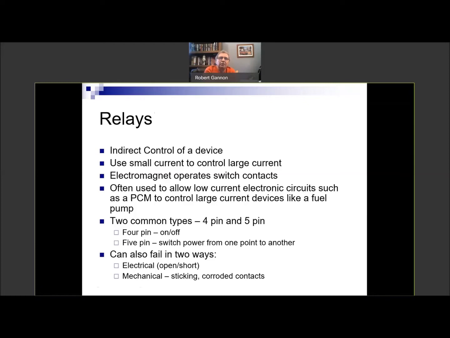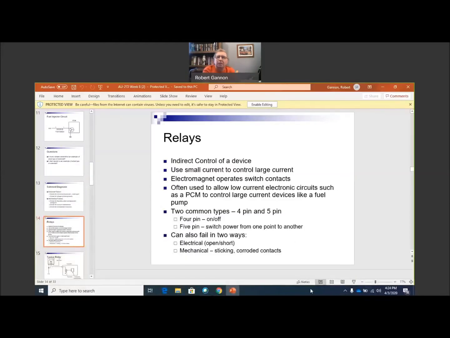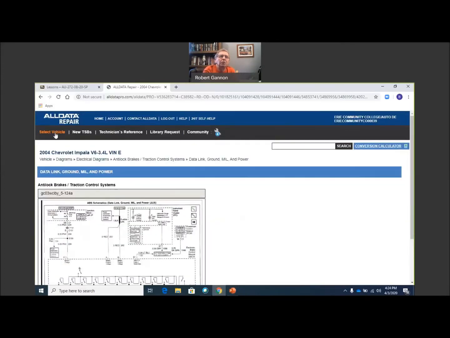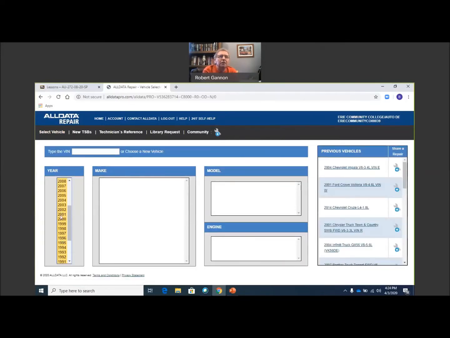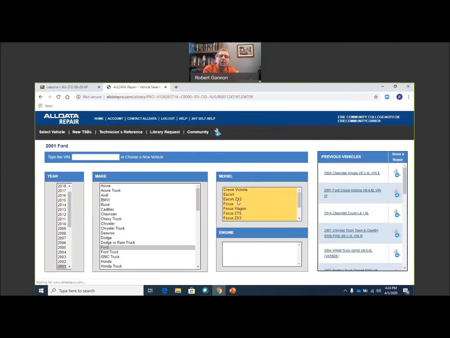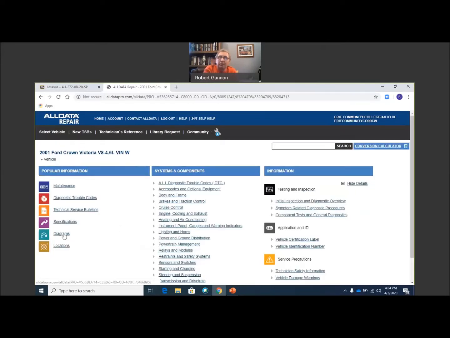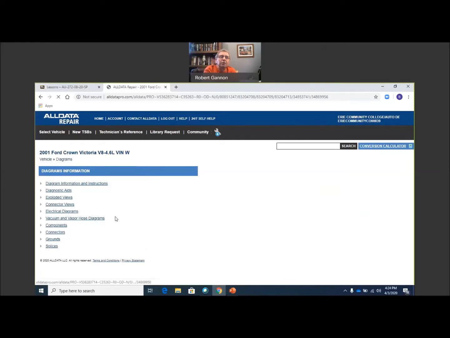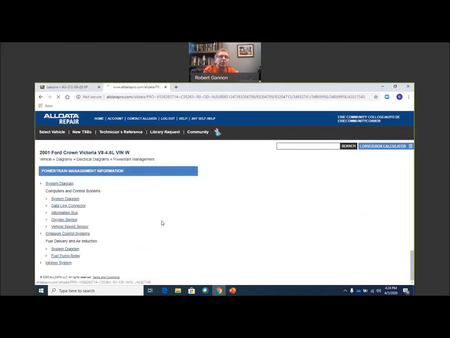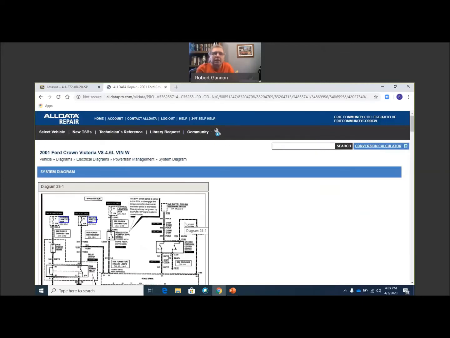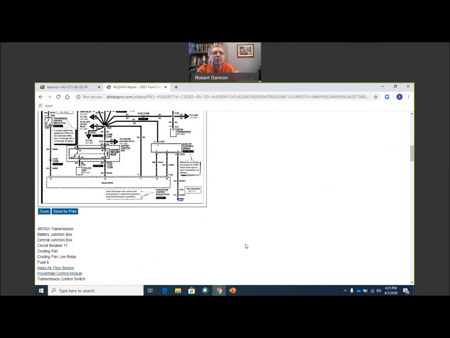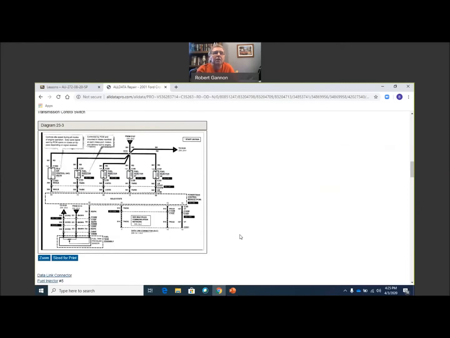All right, before we talk about relays, I'm going to bring up the example we used on solenoids in the lab. I had an old Crown Vic there, a 1990 or 2001 Crown Vic. For solenoids, there are two I did: the EGR vacuum regulator solenoid, and a fuel injector. I just want to look at the actual wiring diagrams for those so you can see. I'm pretty far away from this screen, so I'm having trouble seeing it.